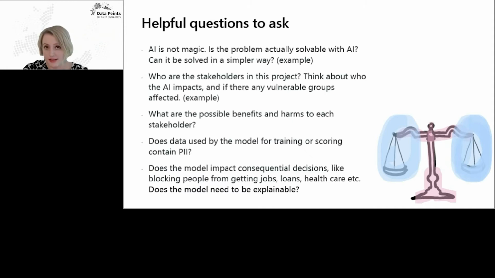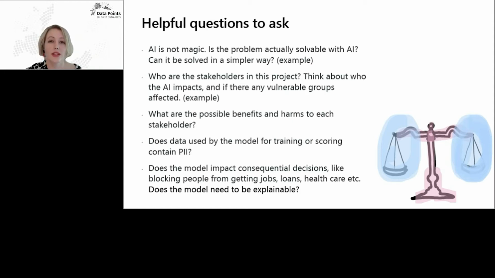If it needs a technical solution, can it actually be solved in a simpler way, or do we have to use AI? So sometimes we could actually solve the problem with a SQL query instead of a machine learning model, because if we do build a machine learning model, there are responsibilities that come with that. So we always ask if we really need to use AI. If we do, we ask, who are the stakeholders in this project?